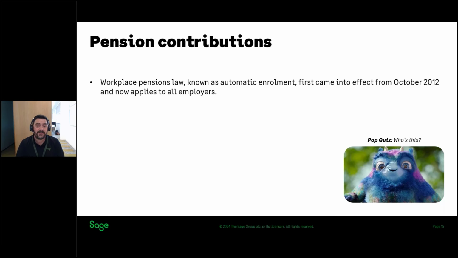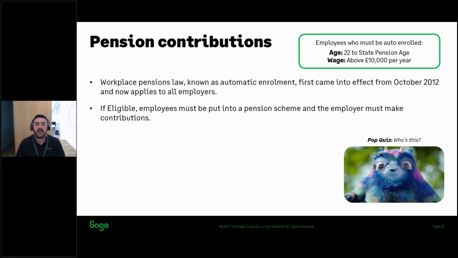There is now workplace pensions law in the UK, known as automatic enrolment, which first came into effect for the largest employers from October 2012, and now applies to all employers within the UK. Now, this duty means that if eligible, employees will need to be put into a pension scheme automatically, and the employer must start making contributions towards that pension.